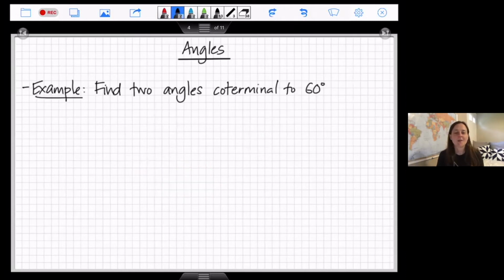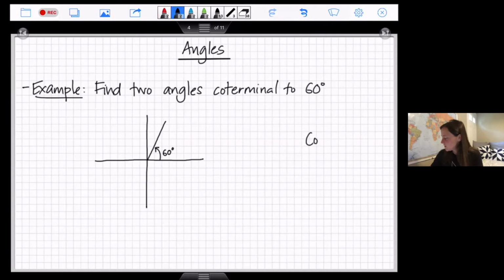All right, let's start by finding two angles that are coterminal to 60 degrees. So let's draw ourselves a 60-degree angle and see what's going on here. So 60 degrees is less than 90, but it's more than halfway to 90. So positive means counterclockwise. There's my 60-degree angle. And the trick with coterminal angles is going to end up being either adding or subtracting a full revolution. So let me write that down and then I'll show you why it works.